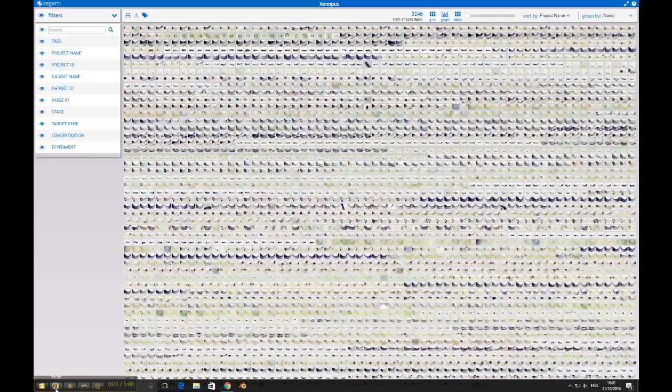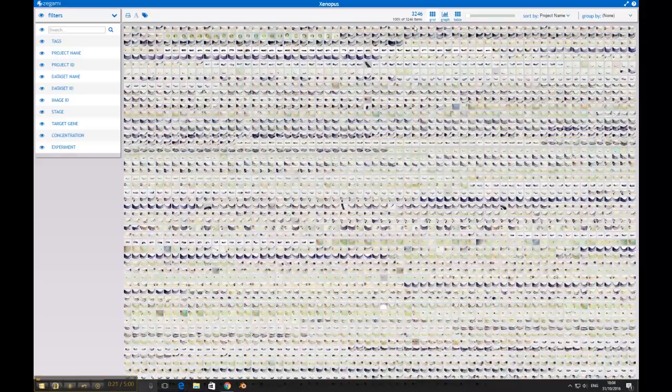I'm head of the Computational Biology Research Group at Oxford at the Weatherall Institute of Molecular Medicine, and also I'm Chief Scientific Officer of Zegami. And I'm going to show you a few features of Zegami today. So Zegami is a way of visualizing thousands of images at once.